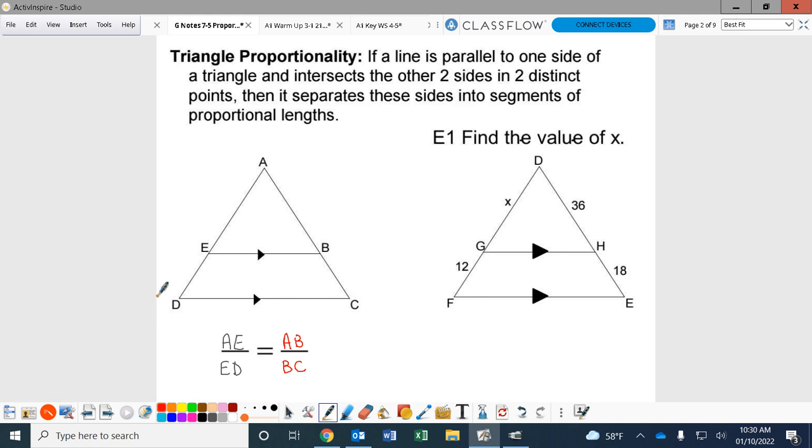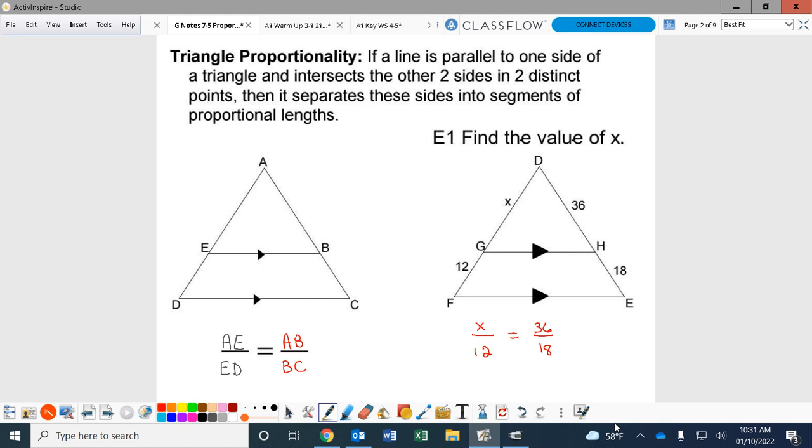So looking at the next problem, you're going to find x based on the fact that those lines are parallel. Because we know these lines are parallel, we can just set it up as a proportion. That proportion would have x over 12. And if it's x over 12 on this side, what's it going to be for the other side? Yeah, 36 over 18.